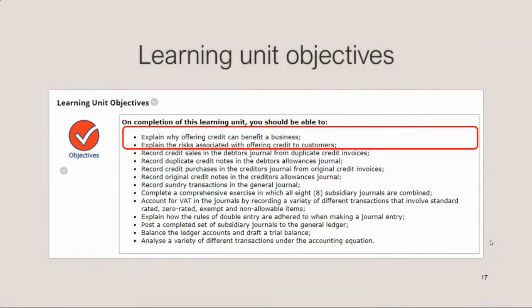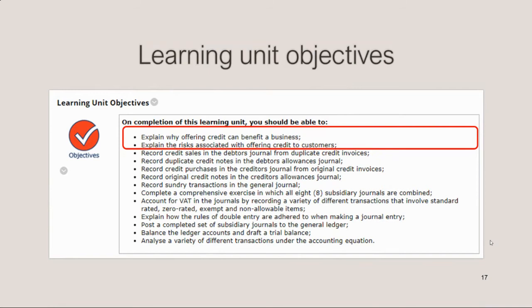Now that is where learning unit 3 becomes very important to know whether it's a standard rated supply, a zero rated supply, or exempt supply. And then you account for it similar to what we've done now in learning unit 4 when we looked at question 4.12, and then be able to explain how the rules of debit entry are adhered to when we do a journal entry. So that is exactly what we've done so far.